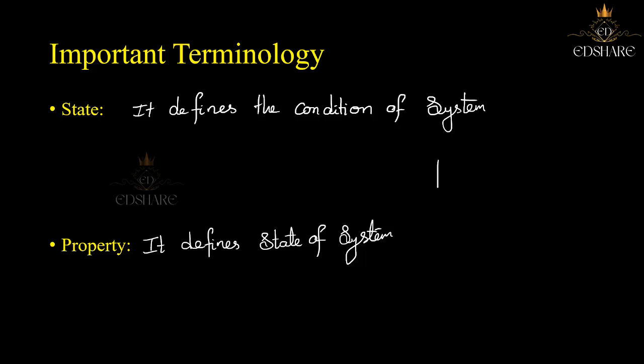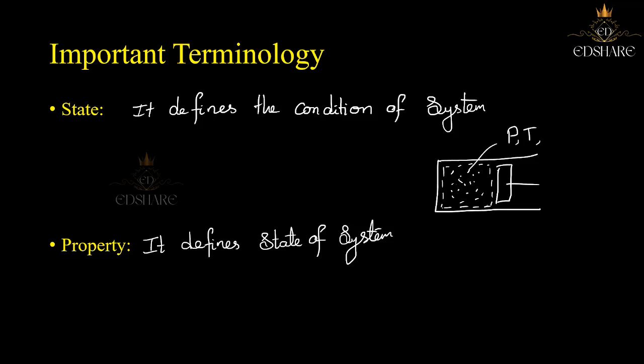Like if you consider a piston cylinder arrangement like this, inside which a certain amount of gas is present. What is the condition of this particular gas if we consider the gas as the thermodynamic system? That will be defined by the properties here. Based on the properties, you can say this much pressure is there for this gas, temperature is so and so, and volume is so and so. These properties are classified into two different types.